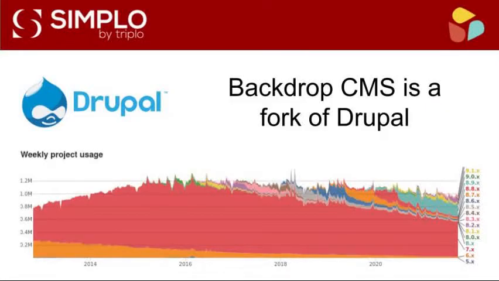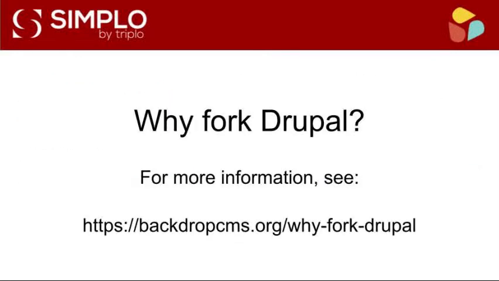Backdrop CMS is a fork of Drupal 7. This means that Backdrop CMS is built upon the exact same code base as Drupal 7 was. For those unfamiliar with Drupal, Drupal is one of the three most popular open source content management systems, and at its peak was used to build over 1 million websites, ranging from small personal websites to large, robust web applications for well-known corporations and household brands.